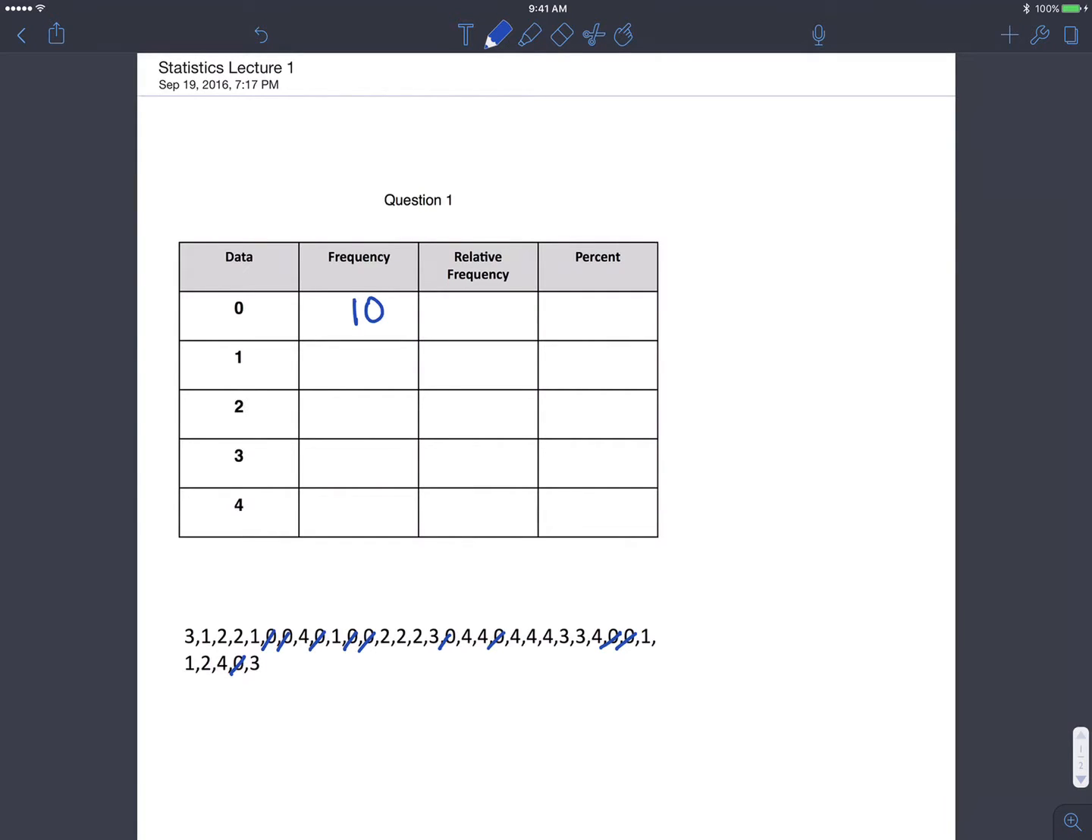Let's count the data values that are 1. 1, 2, 3, 4, 5. 5 data values consist of people saying they drank 1 cup of coffee per day. So 5 students said they drink 1 cup of coffee. Let's count how many students drink 2 cups. 1, 2, 3, 4, 5, 6. 6 students drink 2 cups of coffee per day.